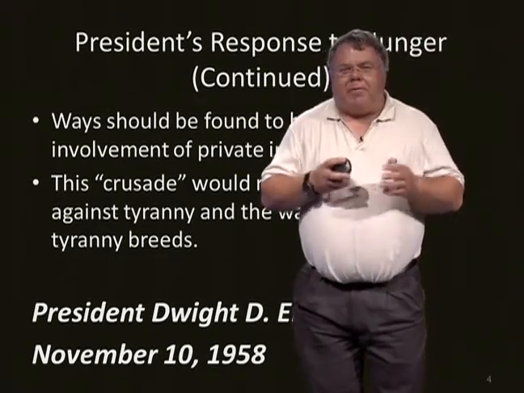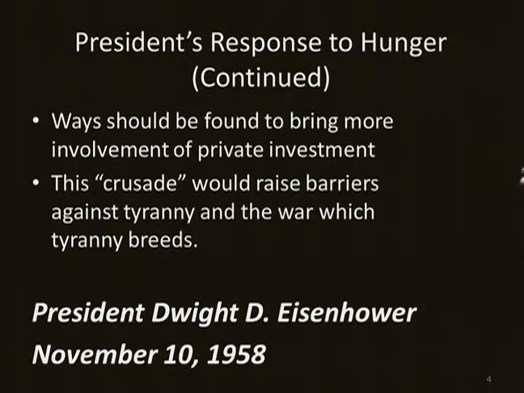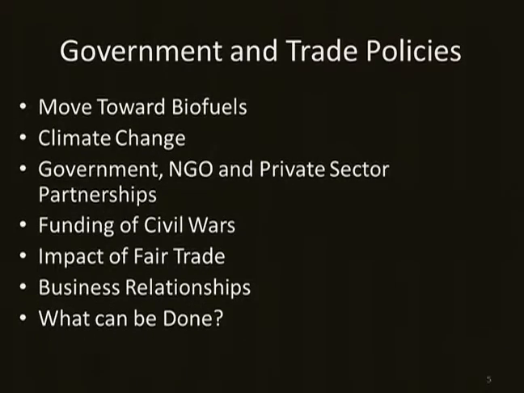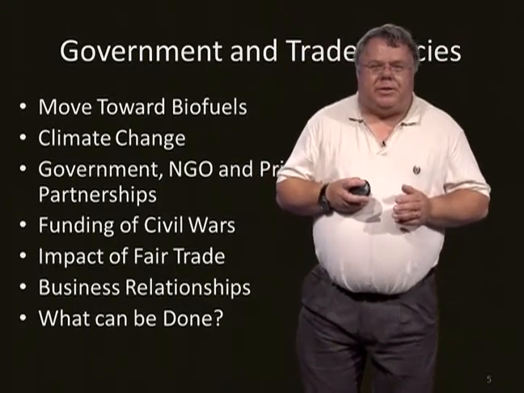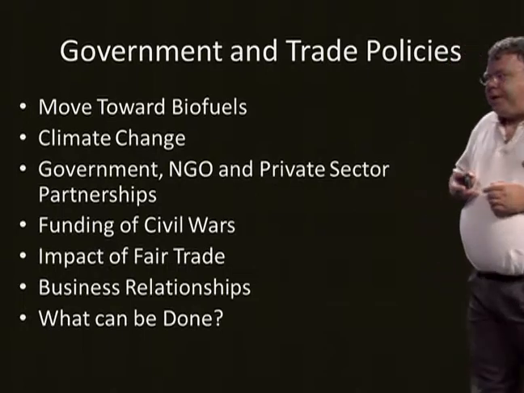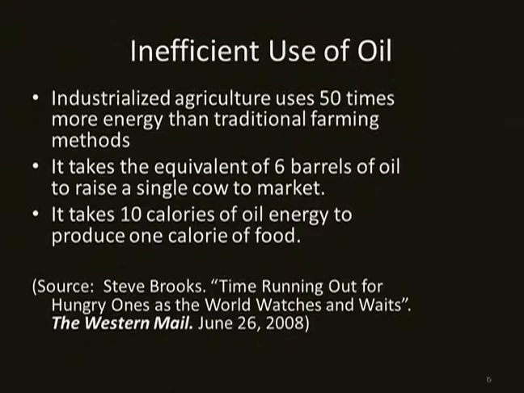So you can see we have a major challenge in that since the 1950s, presidents have been looking at trying to resolve some of these issues related to hunger, and as we know, they continue on today. So what I will talk about is some major areas we're looking at: government trade policies, the issues of biofuels, climate change, the role of government, non-government organizations, and private sector partnerships, the funding of civil wars, the impact of fair trade, business relationships, and what can be done.